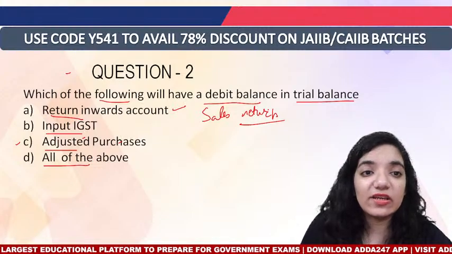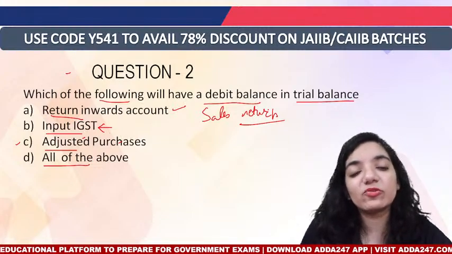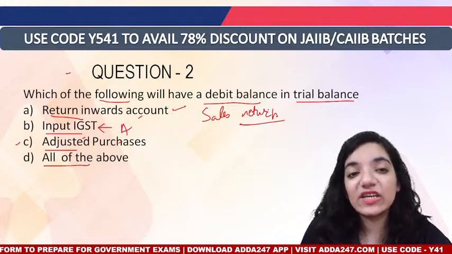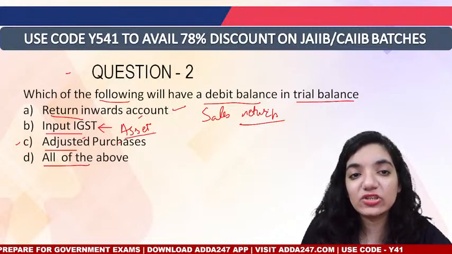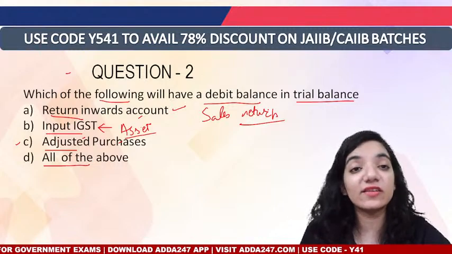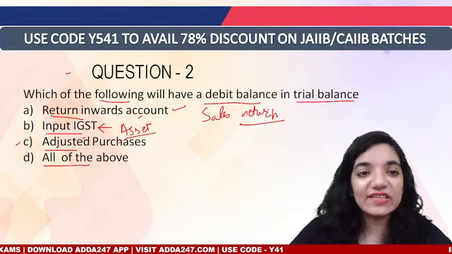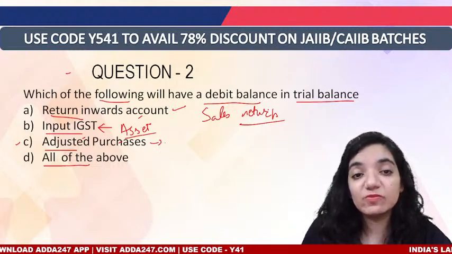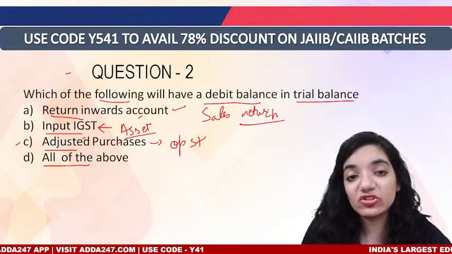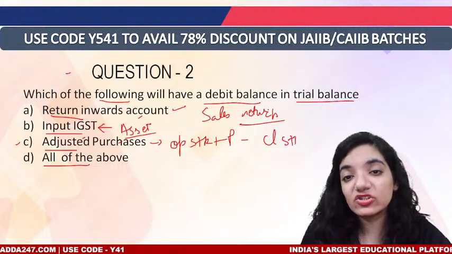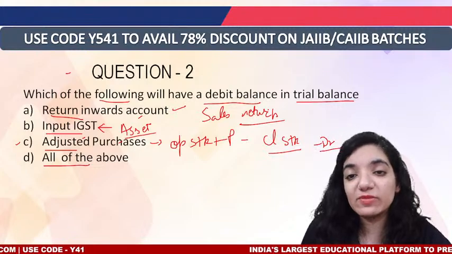The second point that comes is input IGST. If we have paid IGST, again, it's an asset for the organization. The organization is going to tell the government that I have paid IGST and I'll be claiming this. So basically it's an asset. And then we have the adjusted purchases, which is basically opening stock plus purchases minus closing stock, and this is also shown on the debit side always.